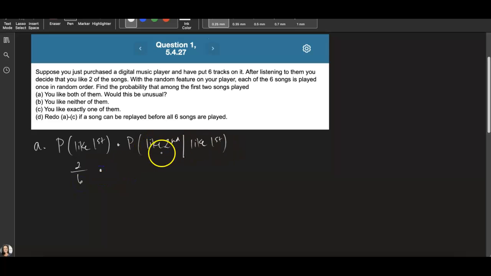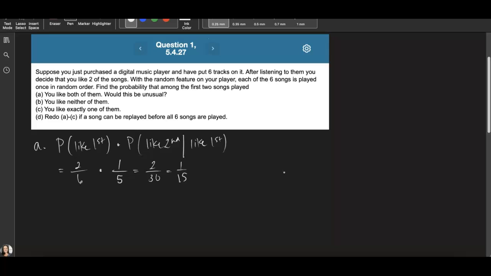The second probability, we just have to take a second to think about it. We've already listened to that first song. We liked it. So there's only 1 song left that we like. Also, we've already listened to a song, period. So that means there's only 5 songs left. So this is now our probability. And that would be the following written as a fraction. And of course, if MyMathLab asks you to express that as a decimal, just do that and watch for rounding.